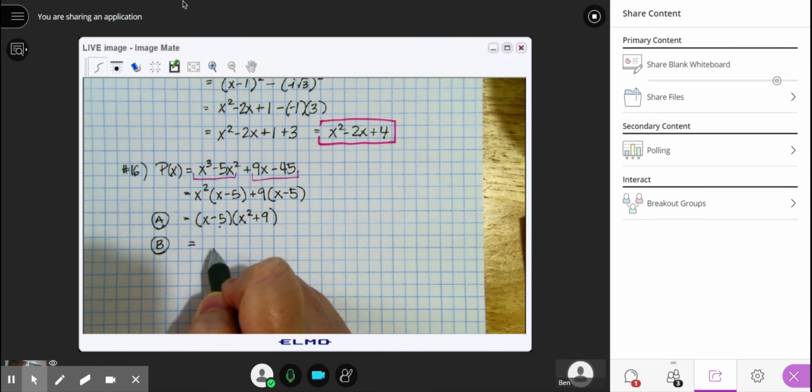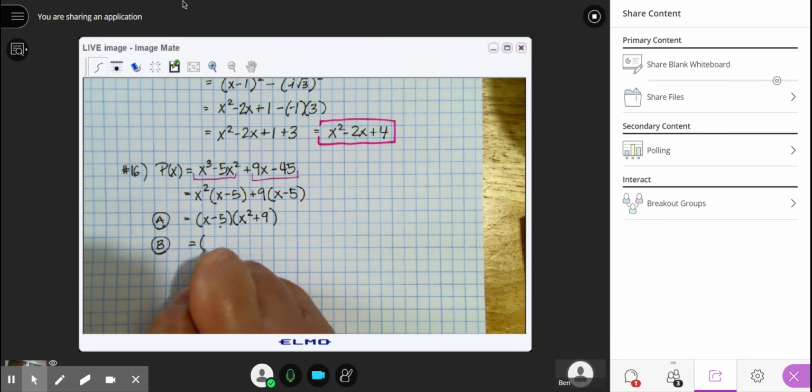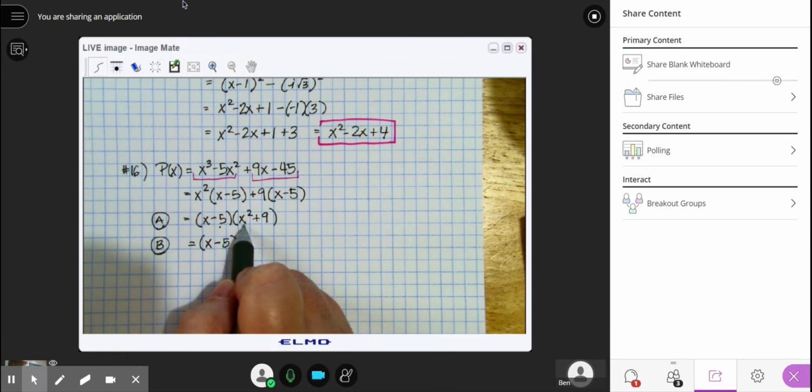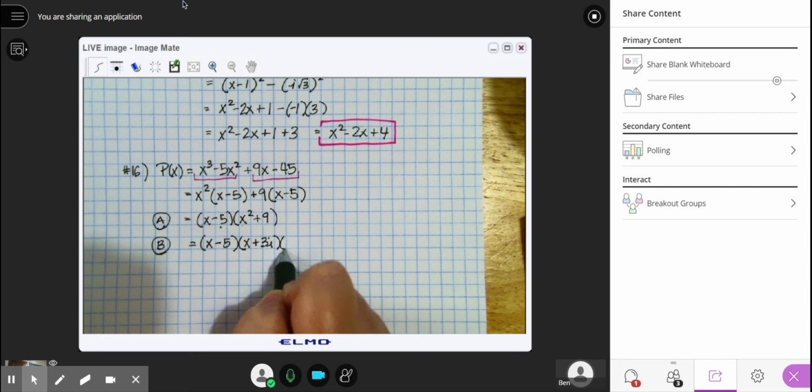Part B says to factor completely into linear factors with complex coefficients. So the x minus 5 would stay, but now x squared plus 9 could be factored into x plus 3i and x minus 3i. You got it.